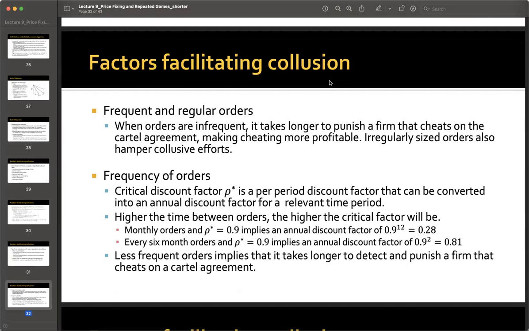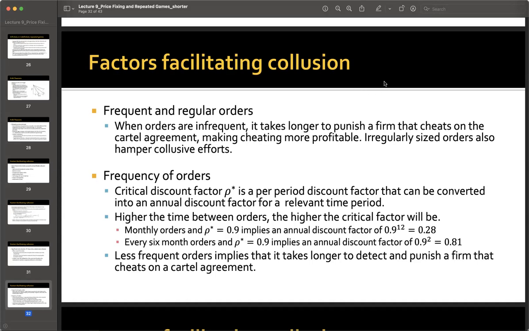Frequency of orders. The critical discount factor rho star is a per period discount factor that can be converted into an annual discount factor for a relevant time period. Now, the higher the time between orders, the higher the critical factor will be. So monthly orders and rho star equal to 0.9 implies an annual discount factor of 0.9 raised to 12. If it's every 6 months, so just twice a year, rho star 0.9 implies an annual discount factor of 0.9 squared, which is 0.81.